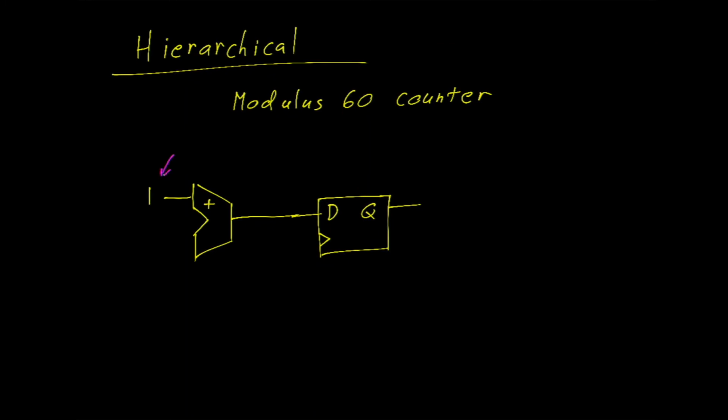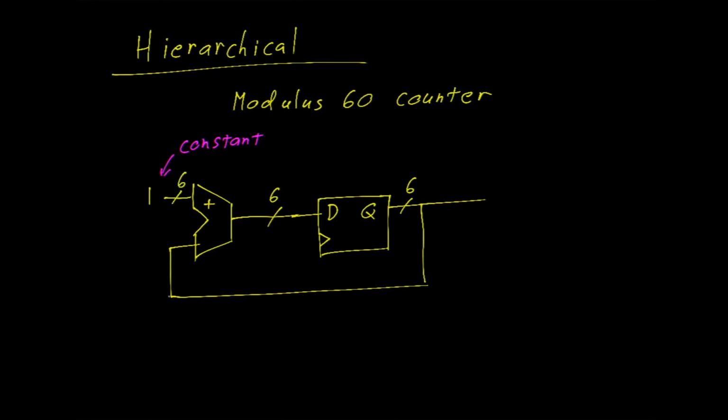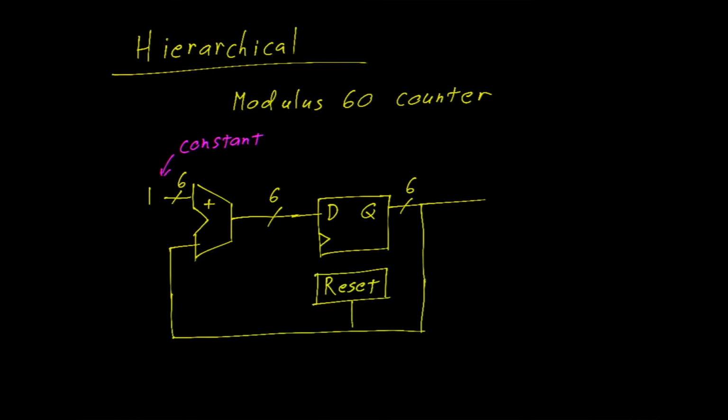Make a little note here that that's a constant. The other input to that adder is the output of the registers. That's actually a vector or a bus that is 6 bits in width. Let's give ourselves a little more room and add a reset block. This reset will monitor the output, and when the count reaches 60, it will reset the registers back to 0.